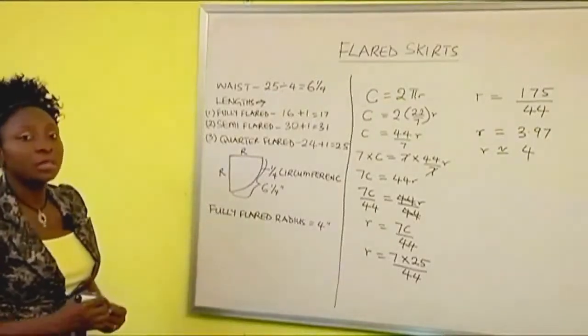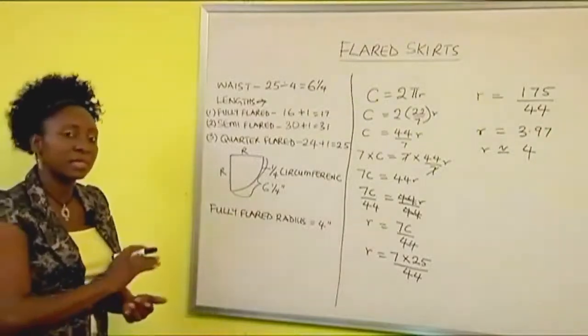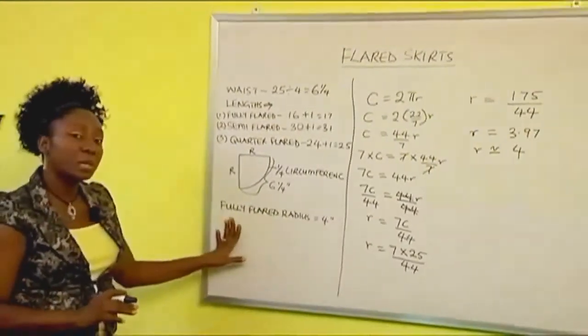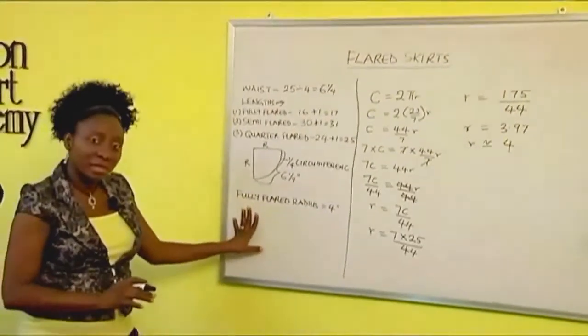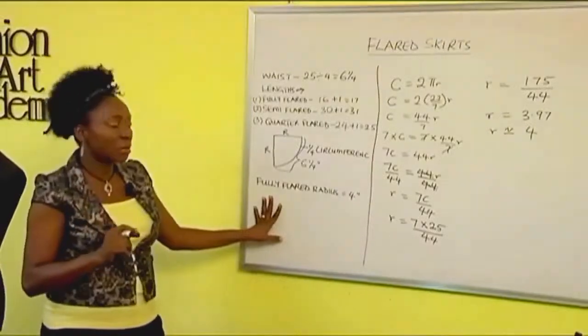That's for our fully flared radius. Now, for any type of skirt you're planning to make, whether it's a semi-flared or a quarter flare, we have to start by getting our fully flared radius. Because without this, we would not be able to calculate the radius for the other types of skirts.